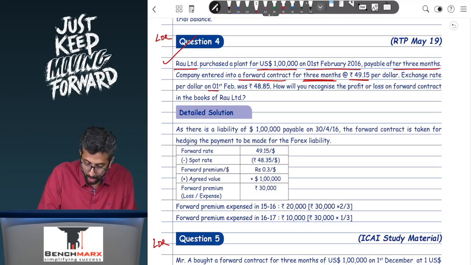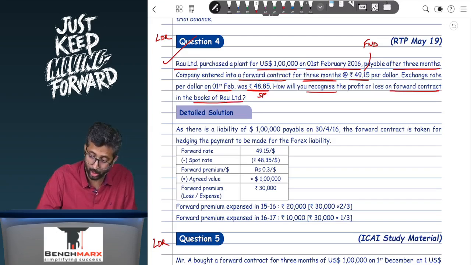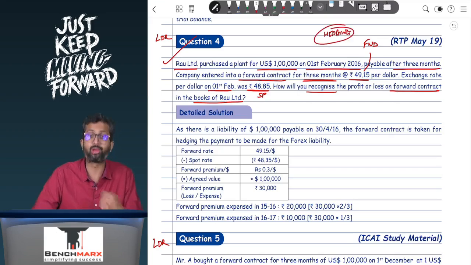The exchange rate per dollar on 1st February was 48.85. This must be the spot rate, and the forward contract is entered into at 49.15. So this is the forward rate. How will you recognize the profit or loss on the forward contract in the books of Rao? So first we have to figure out whether this contract is for hedging or for speculation. We say that there seems to be a liability to be paid, and hence the forward contract is taken to meet that liability, and hence it is for hedging.